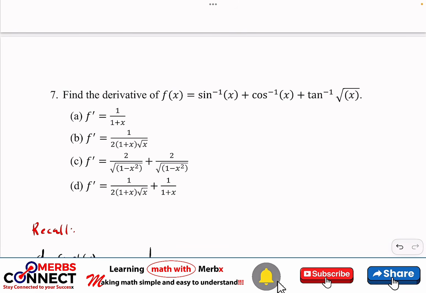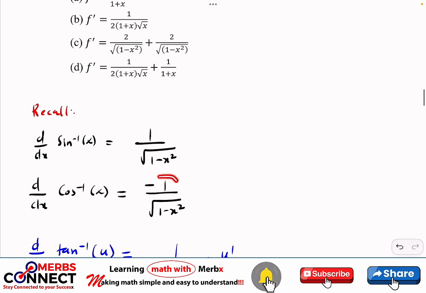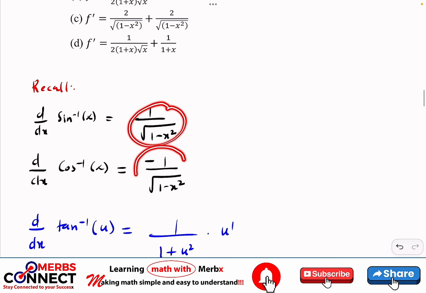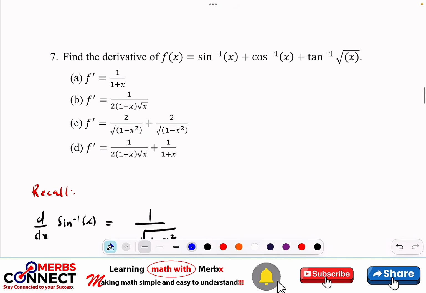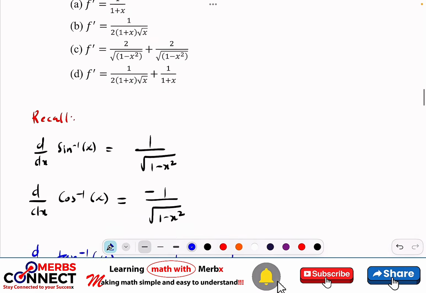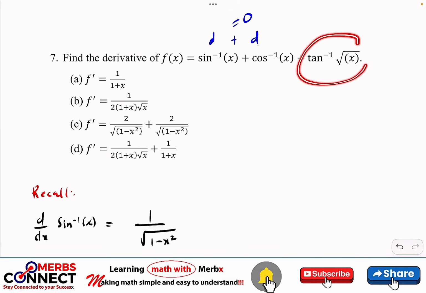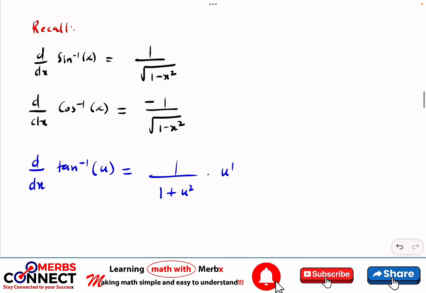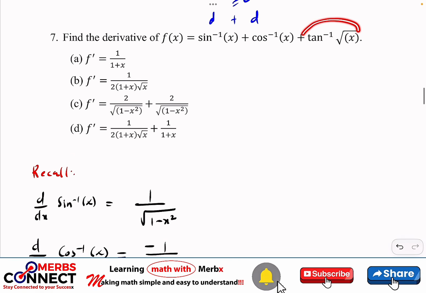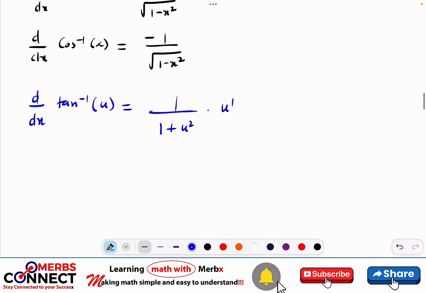Now remember, we are taking the derivative. So when I take the derivative of this, I'll have this, plus when I take the derivative of this, I'm going to have this. But remember, this and this are inverse, right? This is positive and this is negative. So the derivative of this plus the derivative of this is equal to 0. So when I add this to this, I'm going to get 0. So the only concern is on this. Now, when I compare this to this, I can see that my u is the square root of x. So now that's what we are concerned about.